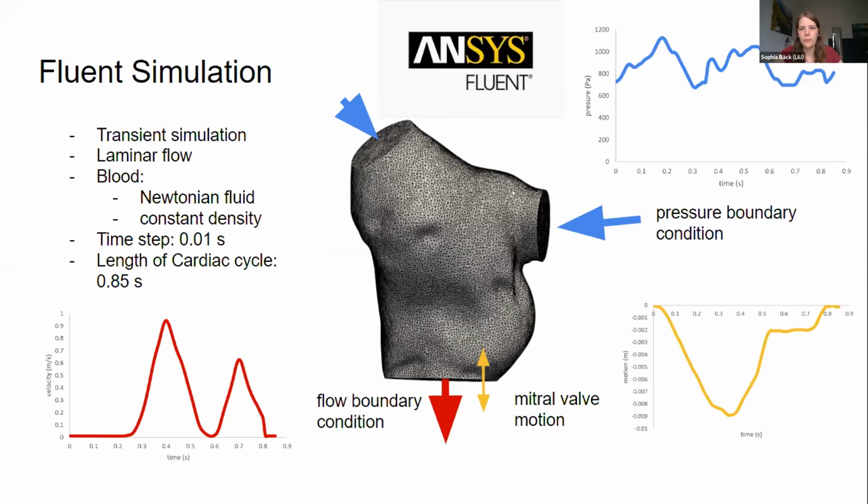An important aspect in CFD simulations is how you define your boundary conditions. We chose to have a pressure boundary condition at the pulmonary veins, which you can see in the blue curve on the screen. This is a general boundary condition and not patient specific. At the mitral valve, we prescribed the blood velocity over time, which you can see in the red diagram. Additionally, we also prescribed the motion of the mitral valve based on the yellow curve.